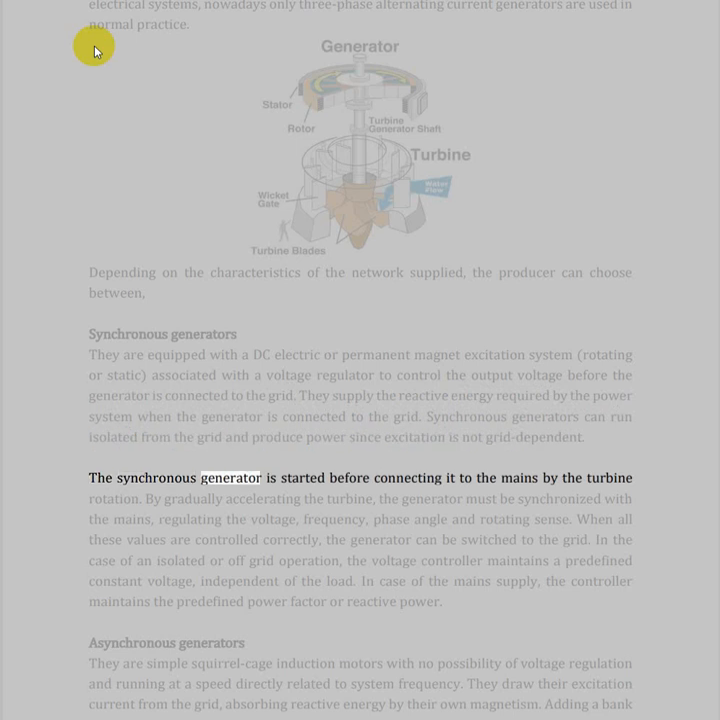The synchronous generator is started before connecting it to the mains by the turbine rotation. By gradually accelerating the turbine, the generator must be synchronized with the mains, regulating the voltage, frequency, phase angle, and rotating sense. When all these values are controlled correctly, the generator can be switched to the grid. In the case of isolated or off-grid operation, the voltage controller maintains a predefined constant voltage, independent of the load. In the case of mains supply, the controller maintains the predefined power factor or reactive power.